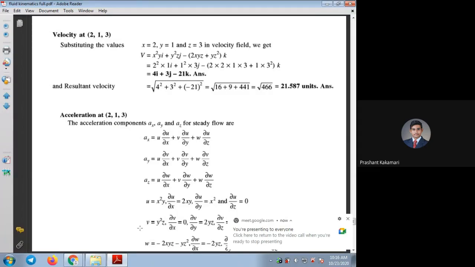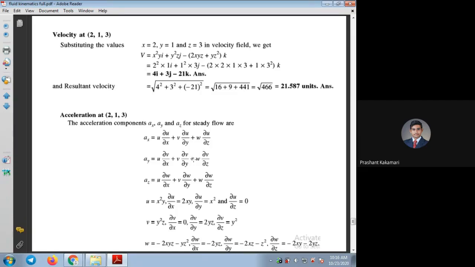After this, once the velocity and the coordinates are known to us, now we can go for finding the acceleration at the same given point, that is x at 2, y at 1, and z at 3. So at this position, now we can find out the acceleration. For that, again recall the acceleration in x, y, z directions. The equation in x direction I'll read, and similarly you can go through the y and z direction.